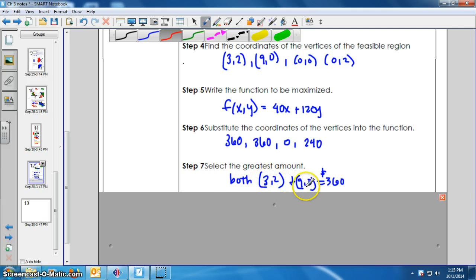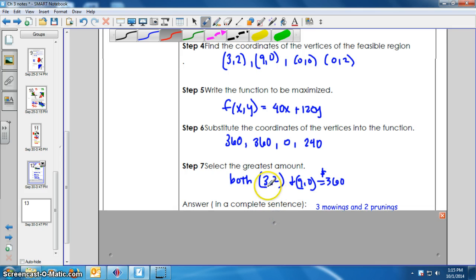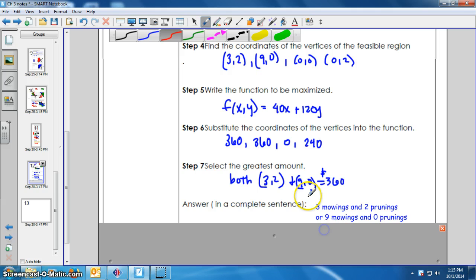So what do those mean, the 3, 2, and the 9, 0? Remember, the first coordinate was my x, which stands for mowing. The second was y for pruning. So that would mean 3 mowings and 2 prunings would get them $360. And the 9 mowings and 0 prunings would also get them $360. So either type would get them the same amount, which is the maximum profit.